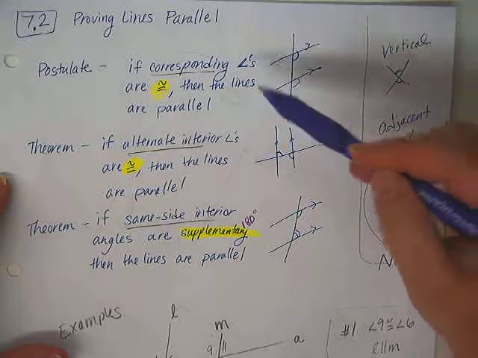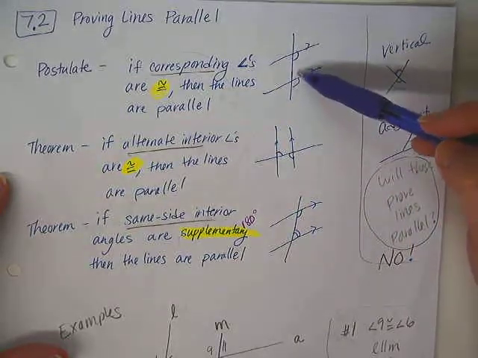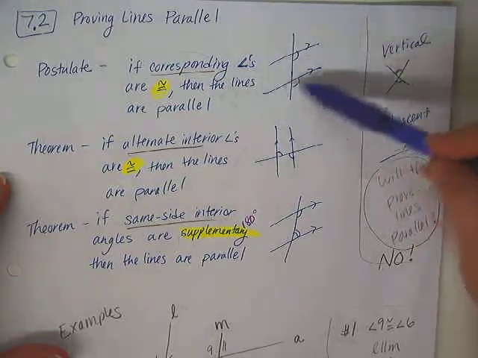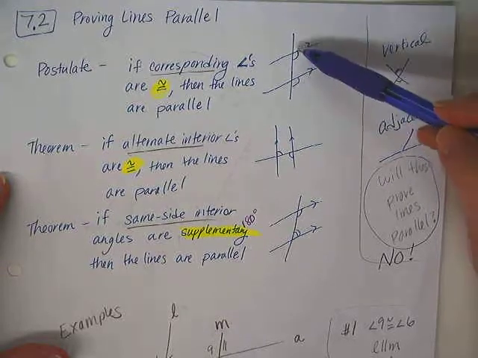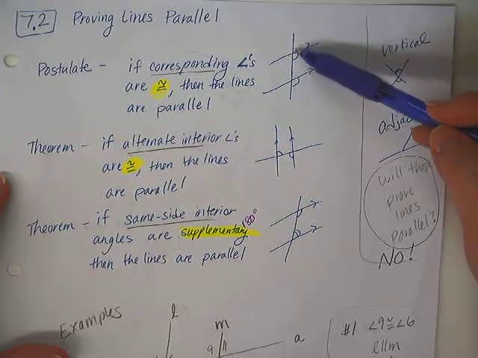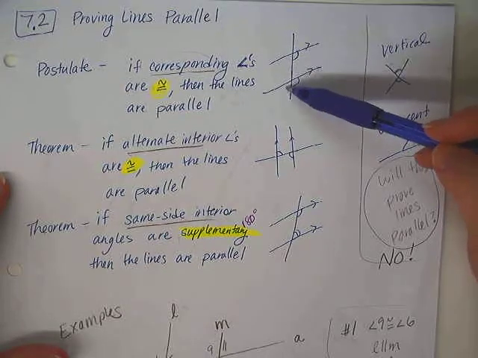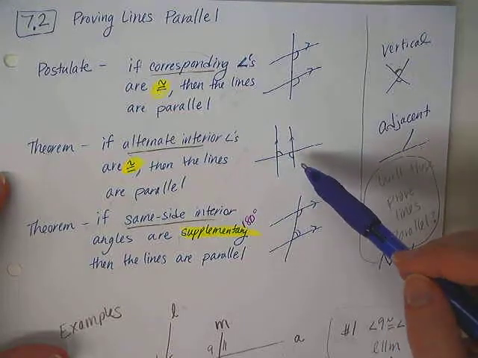So just a reminder of what corresponding angles are. Corresponding angles are in the same corresponding corners of the intersections. So when you have two lines and a transversal, this is one pair of corresponding angles, but there are three other pairs. One here, and one here.